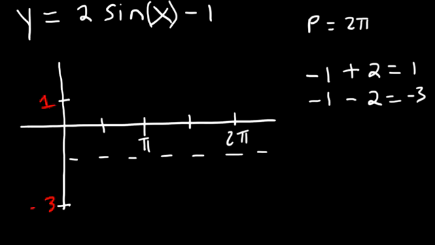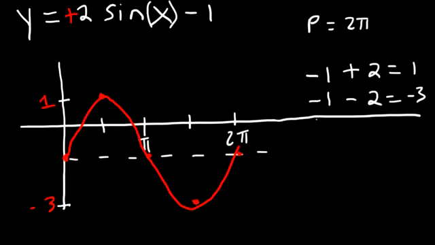Now let's plot the points. So once again, we have positive sine. It's going to start at the center. Then at pi over 2, it's going to go up to 1. And at pi, it's going to be back to the midline, which is at -1. And at 3 pi over 2, it's going to be down at -3. And at 2 pi, it's back to the middle. So that's one full cycle. Now, if you need to graph another cycle, simply extend the graph.